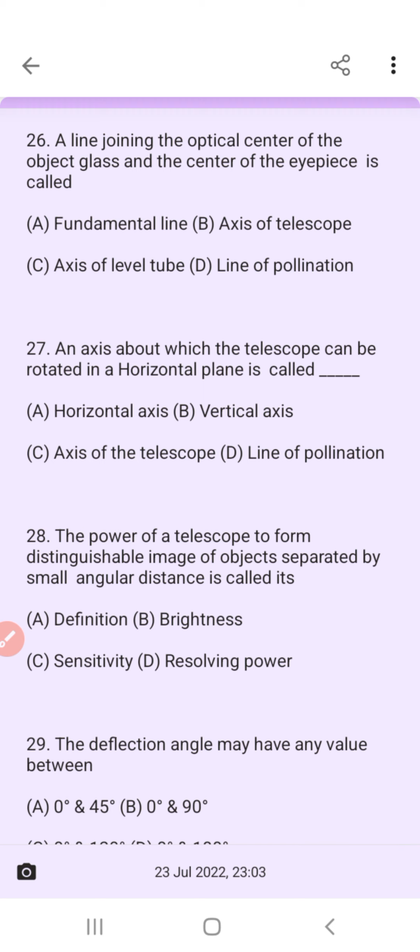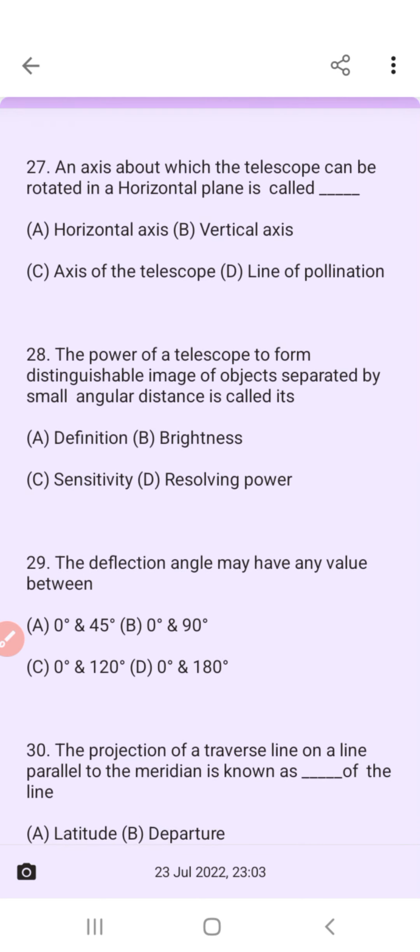Our question is, a line joining the optical center of the object glass and center of the eyepiece is called: A. Fundamental line, B. Axis of telescope, C. Axis of level tube, or D. Line of pollination. Our correct answer is B. Axis of telescope.